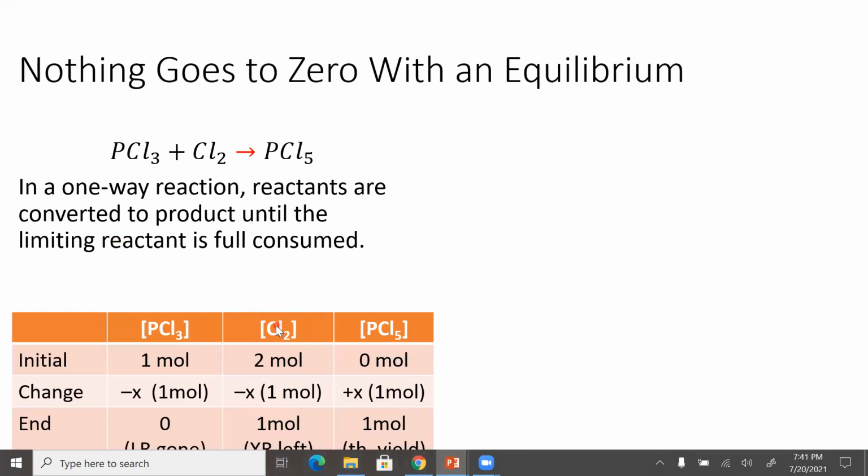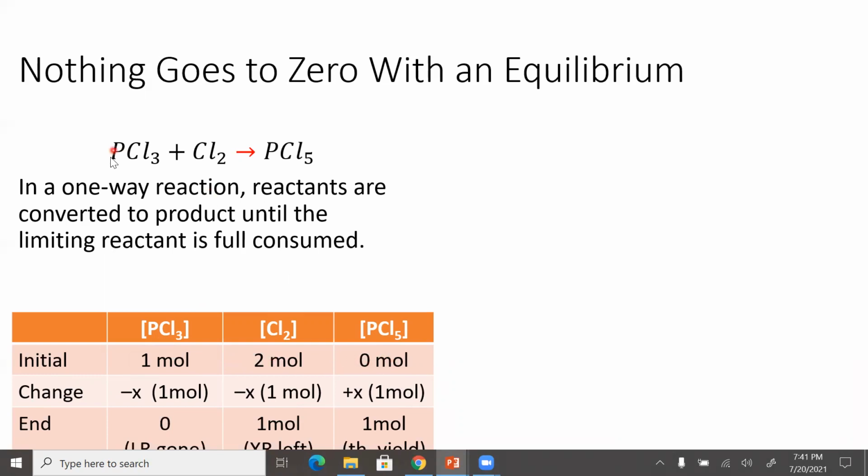Now, a way to bookkeep this a little bit is we make what's called an ICE chart. We've got our initial amounts, we've got the changes that take place, and then we've got the ending amounts. So we've got the phosphorus trichloride here, and the chlorine here, and the phosphorus pentachloride here. Let's say that we start the reaction with 1 mole of PCl3, and we have 2 moles of Cl2, and since it's at the very beginning, we don't have any product yet.